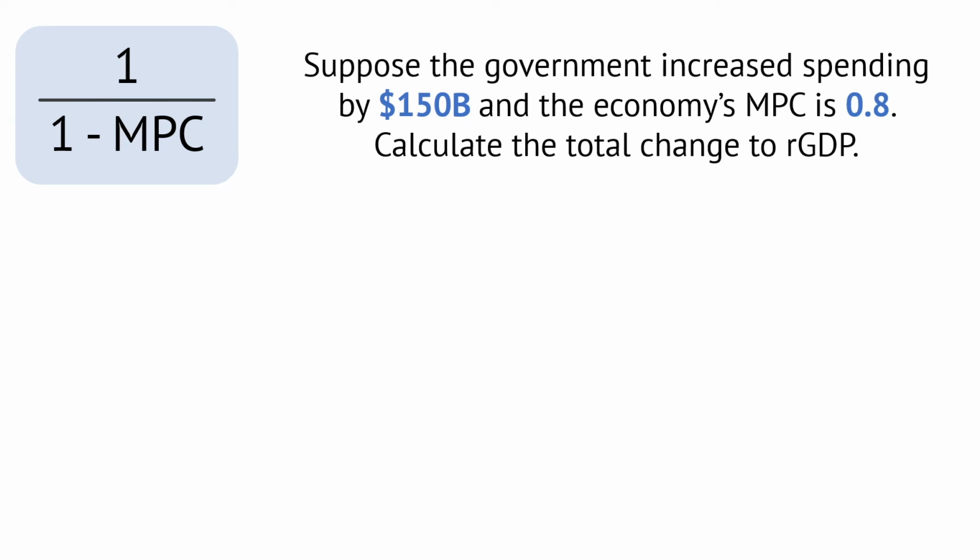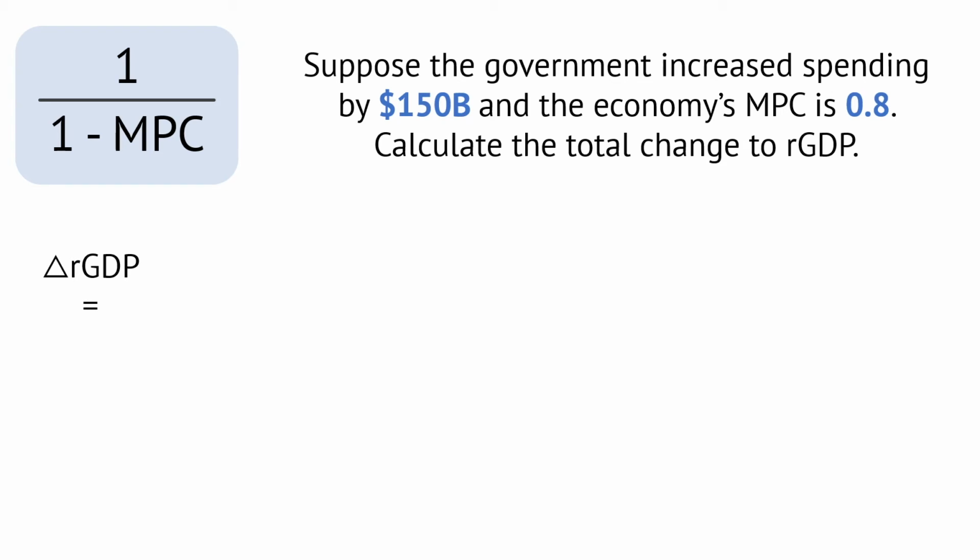Suppose that the government had increased spending by $150 billion and the economy's MPC is 0.8. Calculate the total change to GDP. All right, so on the left side, instead of writing S for the sum of the series, we know what that represents for us. So we'll write it as our change to our real GDP.